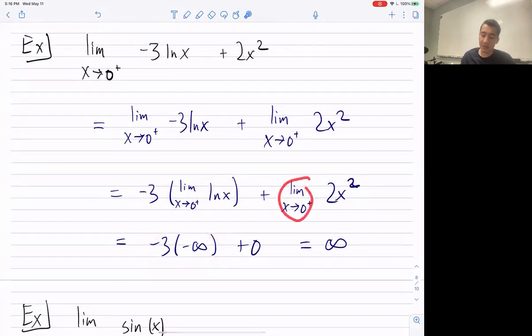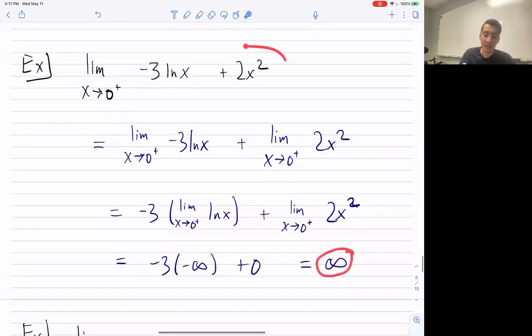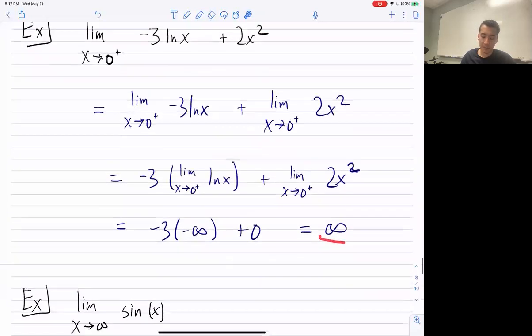And then the limit as x approaches 0 from the right of x squared. Well, you can just plug in 0 because it's a polynomial. So it's 0. And then you have -3 times negative infinity. So it just becomes infinity. And so this limit as we approach 0 from the right for that function will just be infinity.